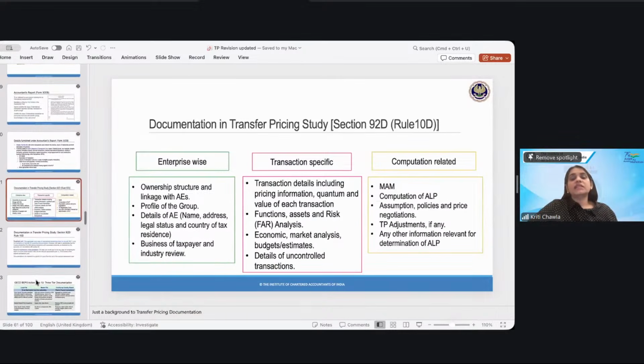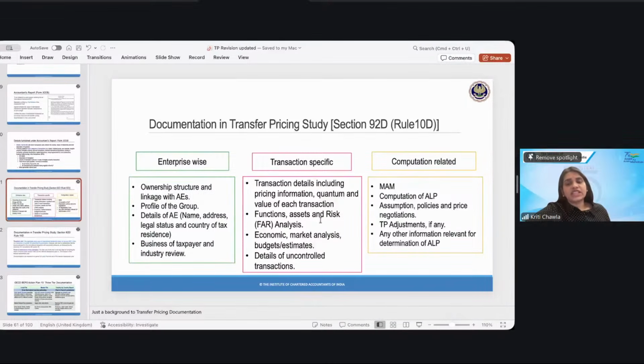After that, there is something called the transfer pricing study. This is section 92D or rule 10D. Now, this is just a background to the transfer pricing documentation. A lot of information goes in the transfer pricing documentation. This is going to be enterprise-wise details, like what is the ownership structure and linkages with the associated enterprise, what is the profile of the group, what are the details of the AEs, what are the name, addresses, legal status, or the country of tax residence, what is the business of taxpayer and industry overview.